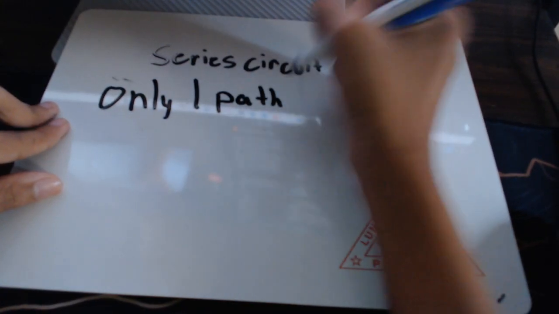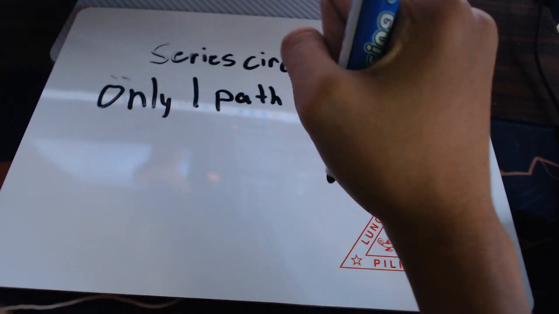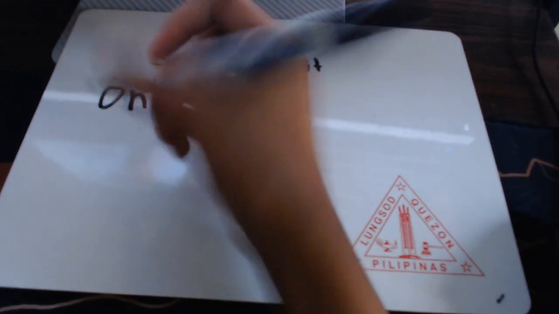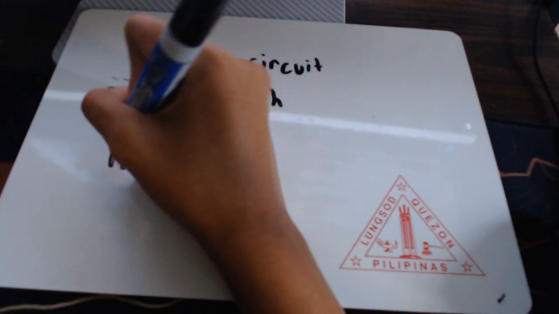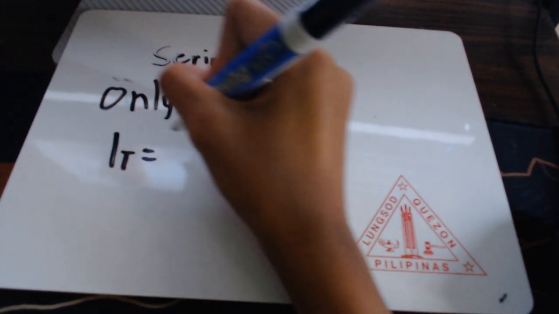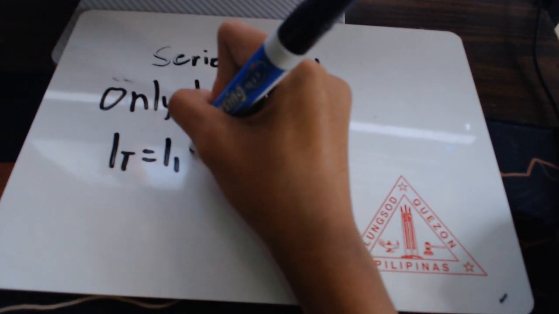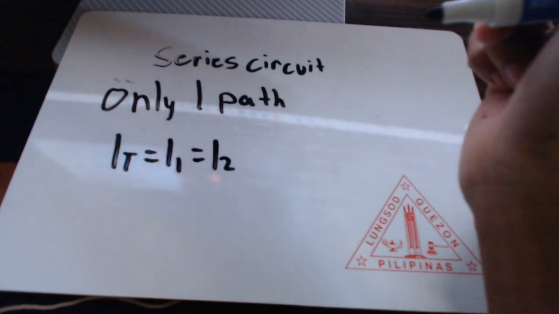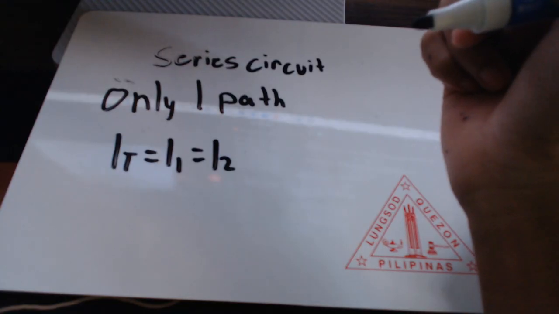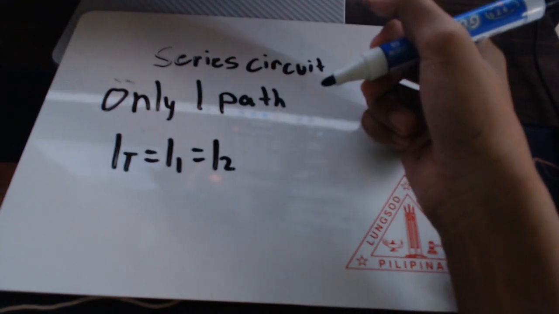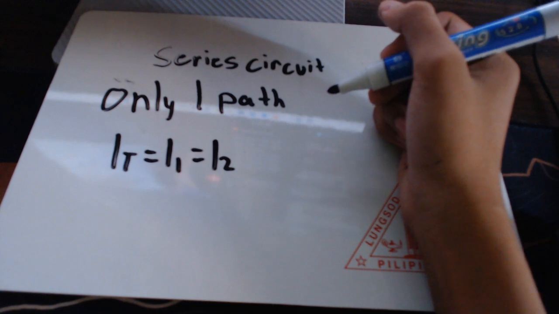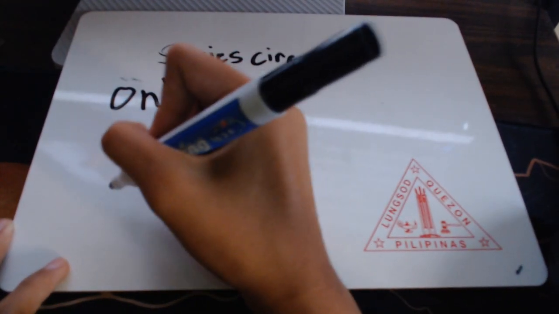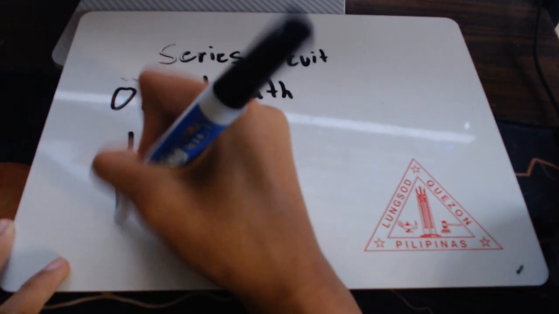For the electrons to flow into. Because there is only one path, the current is the same throughout every resistor. So when you're solving for the current in a series circuit, the current is the same throughout every resistor. And now to find total resistance, we simply add the resistances together.